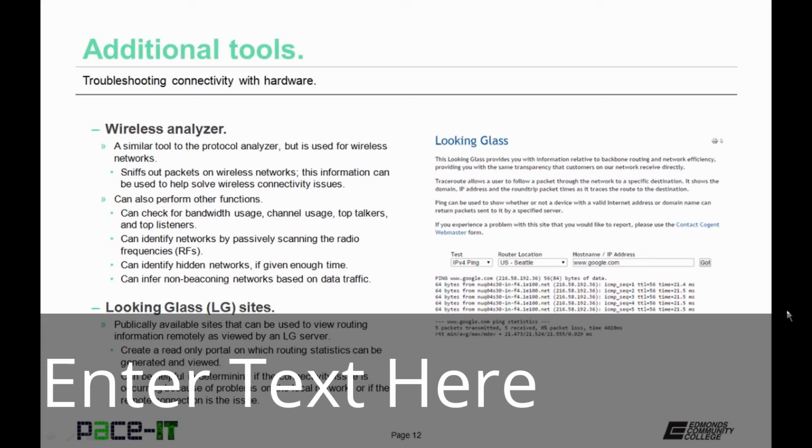Then there are looking glass sites, or LG sites. These are publicly available sites that can be used to view routing information remotely, as viewed from the LG server's point of view. They create a read-only portal on which routing statistics can be generated and viewed. LG sites can be helpful in determining if the connectivity issue is occurring because of problems on the local network or if the remote connection is the issue.